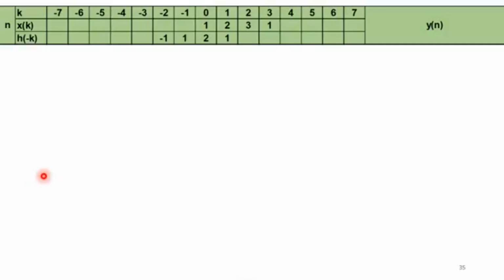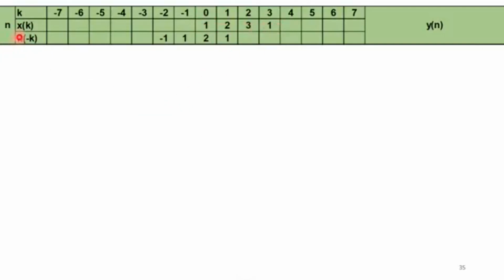Right, so let's look into the solution, and if you pay attention to these three rows, it will help us look at the remaining steps easily. So here is the k, which is the dummy variable for n, and we have selected some values of k as -7, -6, -5 till 7. Okay, and we have the signal xn, now called x of k, and we have placed the values at the places where they are due, that is 1, 2, 3, and 1.